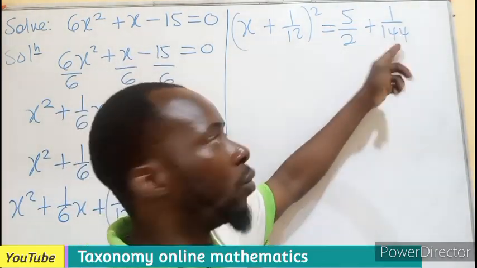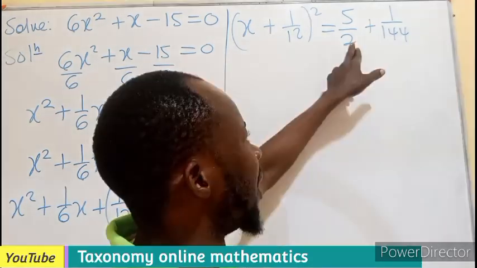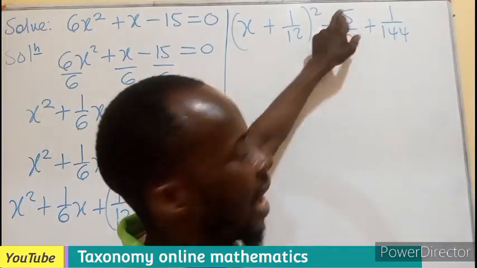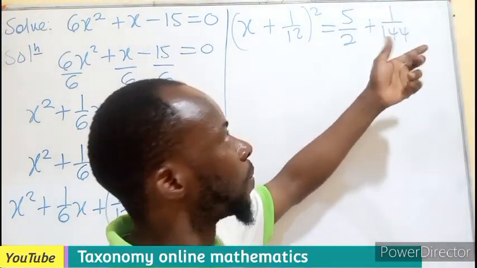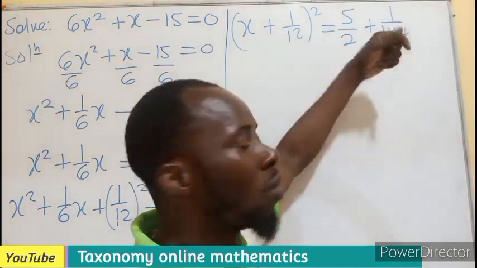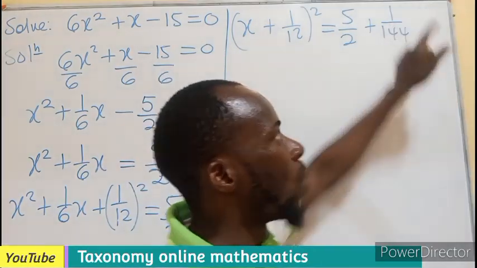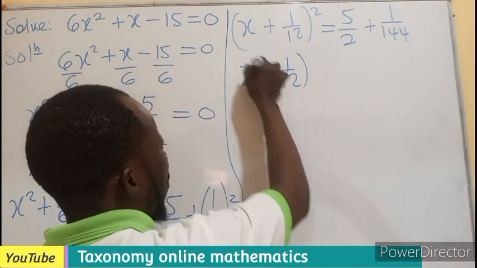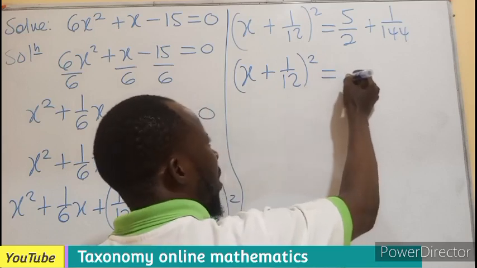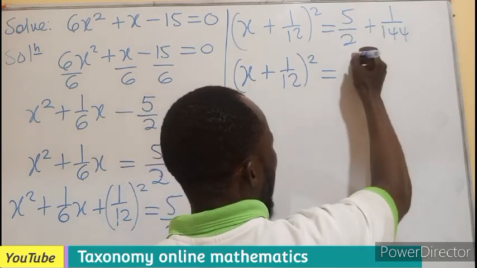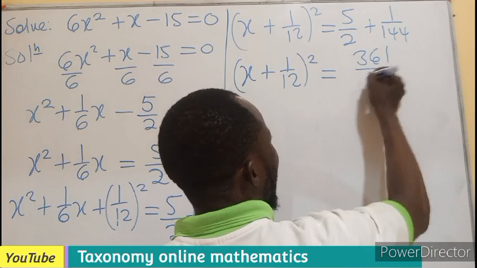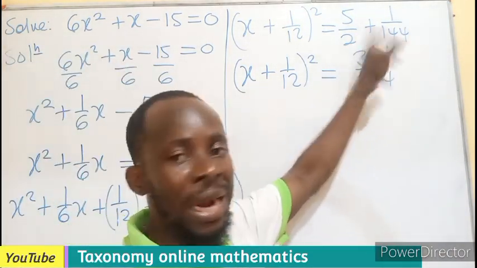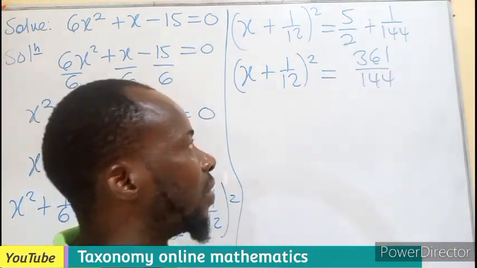So now we are going to solve this as a fraction. Looking out for the LCM, it's going to be 144. Then 2 will go there, 72. 72 times 5 will give us 360. Then 144 will also go into itself 1 times 1. So this is going to be x plus 1 on 12 squared equals 360 plus 1, which is 361. The LCM is 144. You can try it, solving the fraction as 2 fractions.